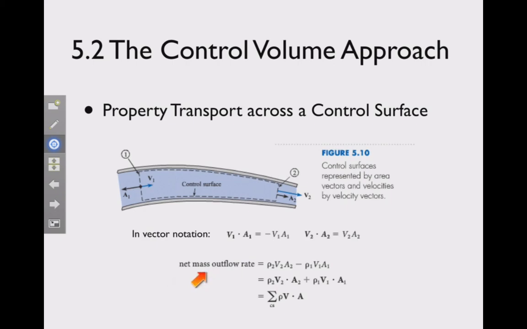So the net mass outflow is just going to be rho times the velocity times A. If you remember, this is the mass flow rate, and so if we multiply these by the densities, we have this equation, and we can specify how much mass is going in and how much mass is going out. But remember, the mass going out is positive, whereas the mass going in is negative. It's kind of a strange definition, which is basically because of these vectors.